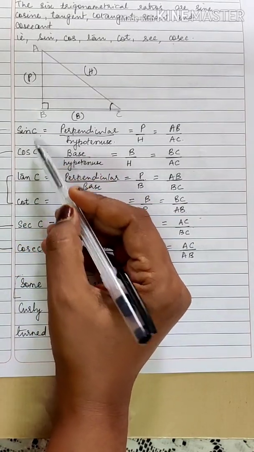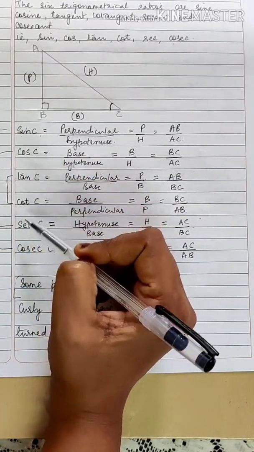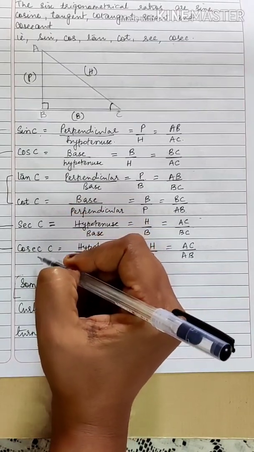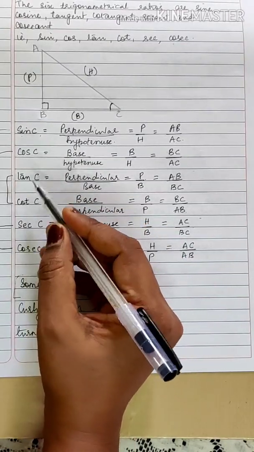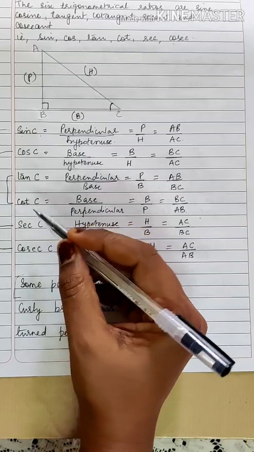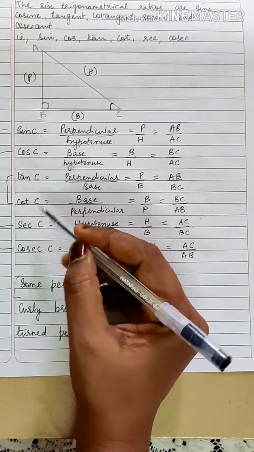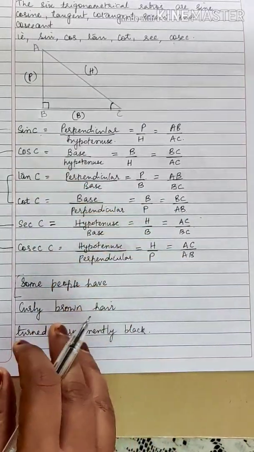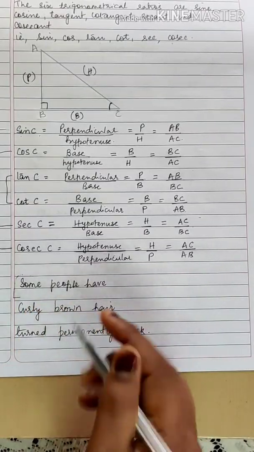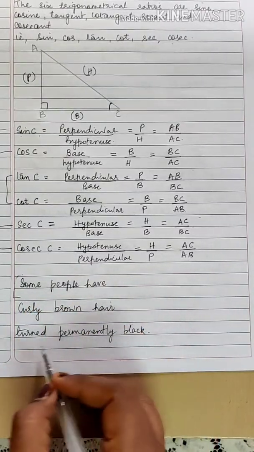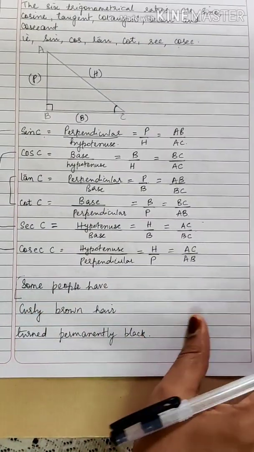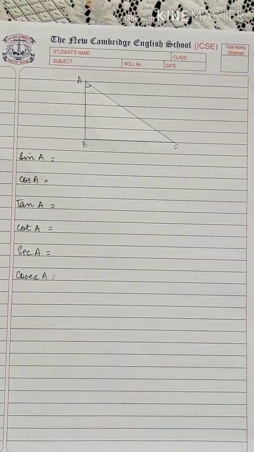If you know sine, cos and tan, you will be able to do cot, secant and cosecant, because cot is a reciprocal of tan, secant is a reciprocal of cos, cosecant is a reciprocal of sine. Some people have curly brown hair turned permanently black. Now moving to the next one.